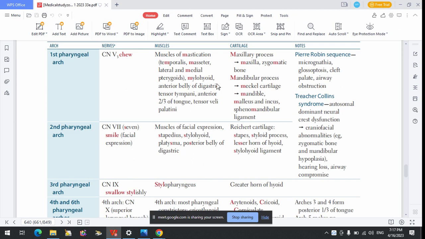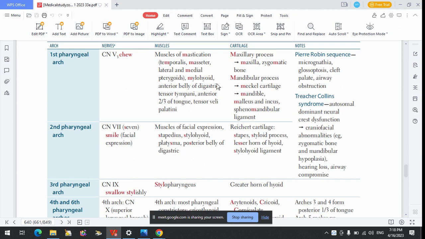So for the cartilage, the way to remember it is just to remember the two processes, the maxillary process and the mandibular process. The maxillary process gives rise to the maxilla and the zygomatic bone together, forming the cheek, while the mandibular process gives rise to the mandible itself as well as the Meckel cartilage and the sphenomandibular ligament. So what is the derivative of the Meckel cartilage? The malleus and the incus. So those are the three things: the Meckel cartilage, the mandible itself, and the sphenomandibular ligament.